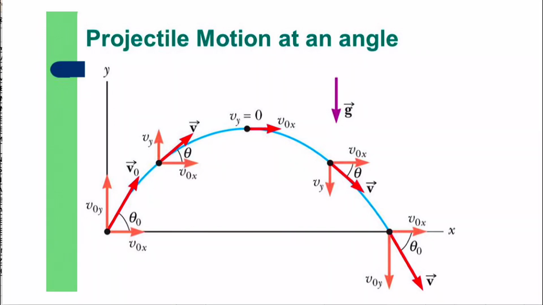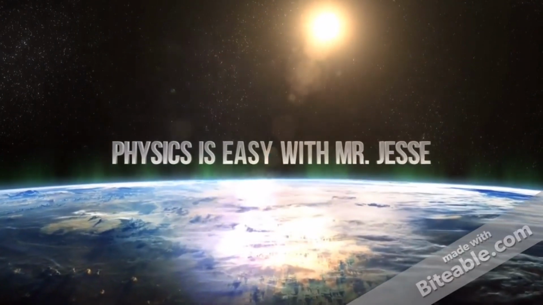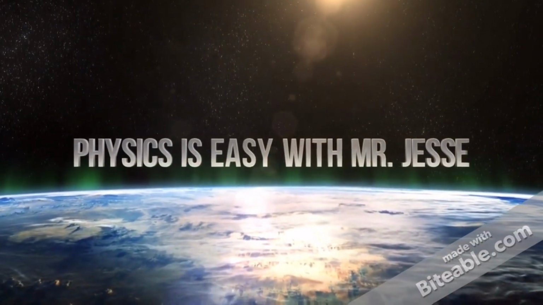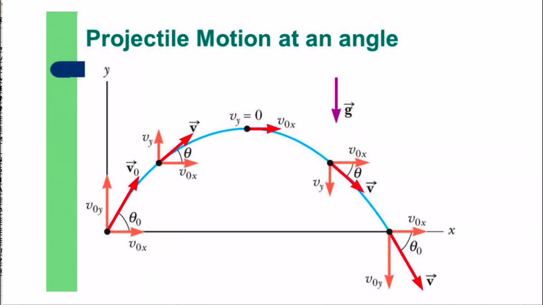This lesson is on projectile motion that is launched at an angle. So consider an object launched at this point here with an initial velocity V0. This velocity will have the following components. We have the horizontal component, which we are going to call V0x, or initial horizontal velocity, and the vertical component, or V0y, or initial vertical velocity.